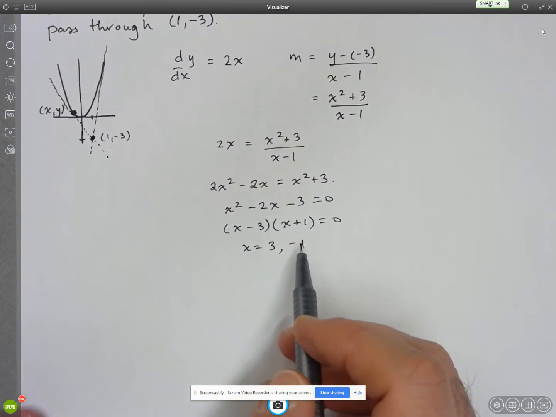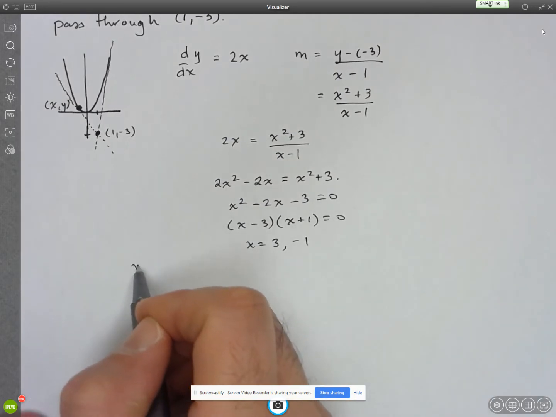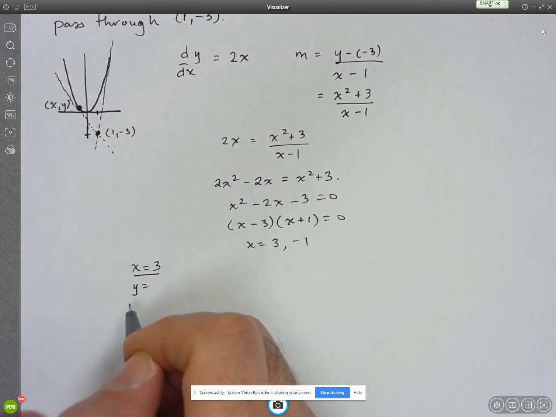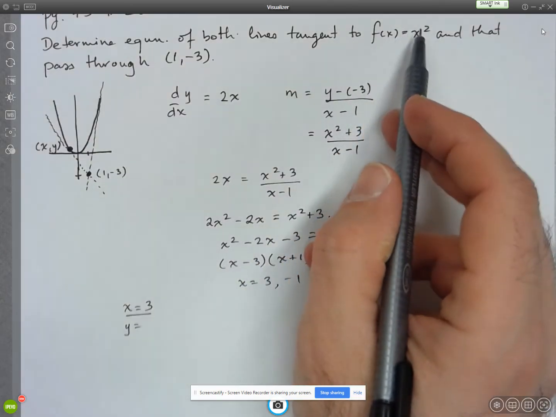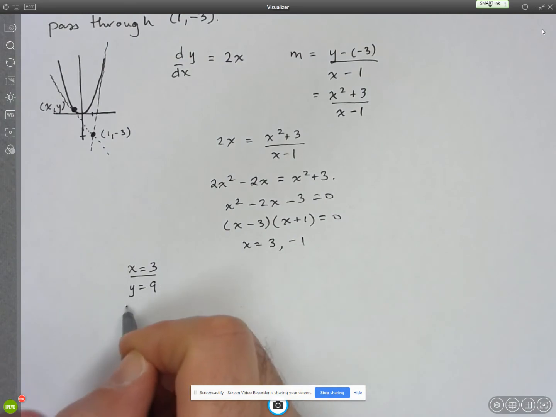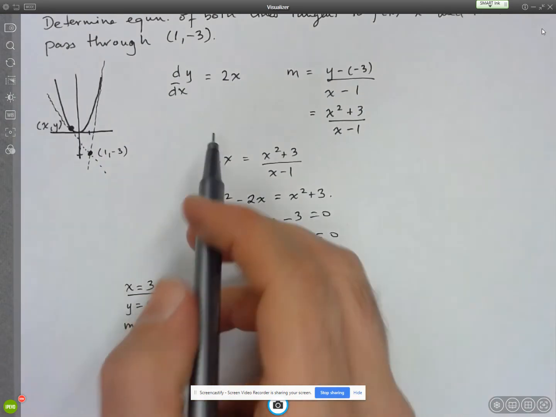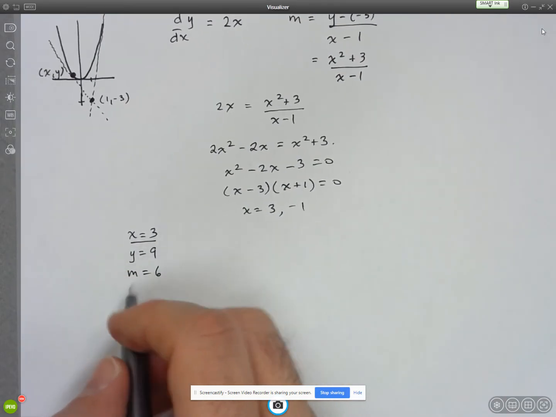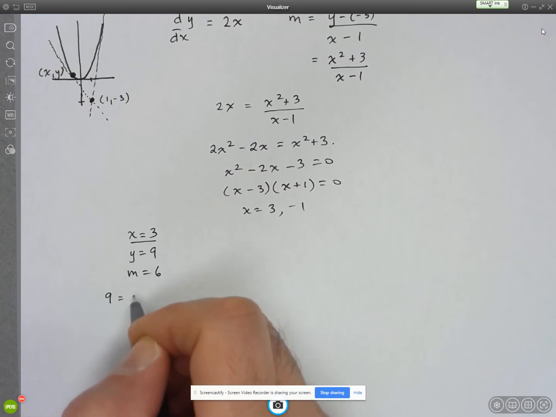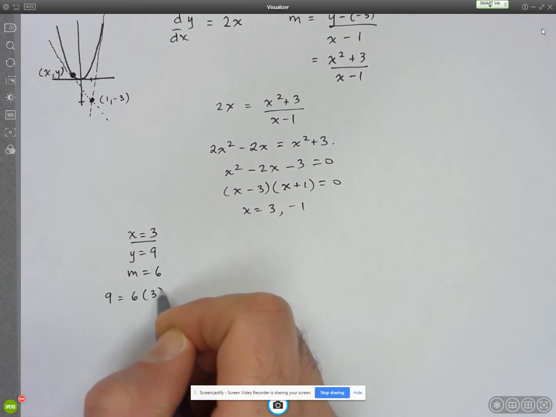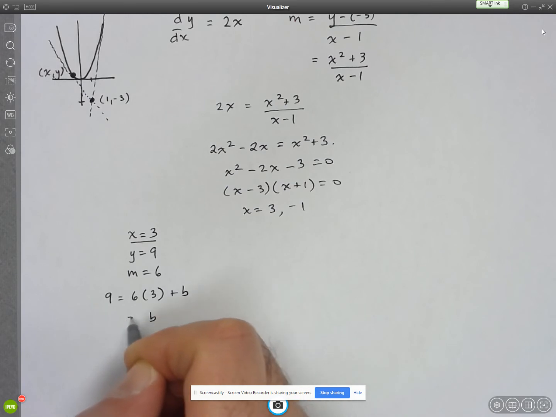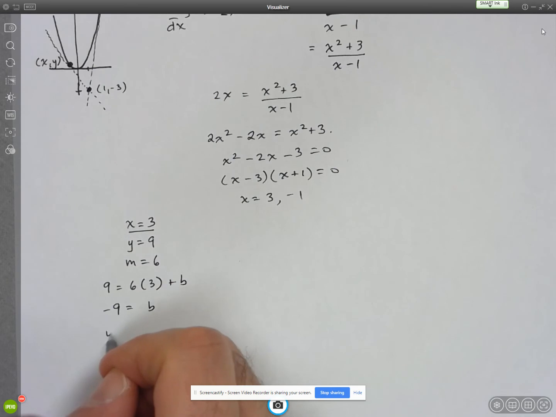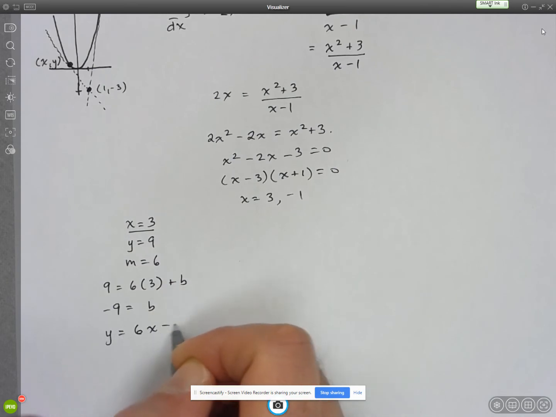Okay, so I'll split this up into two parts. So first I'll do x equals 3. Okay, so when x equals 3, y is equal to, well, I just put it inside the function. Remember, the function is just x squared. So y is equal to 9, and the slope is just going to be given by the derivative. So 2 times 3 is 6. So we'll stick everything into y equals mx plus b. So y is 9, m is 6, x is 3, plus b. So b is just equal to 9 minus 18, which is -9. So one of our lines will be y equals 6x minus 9.